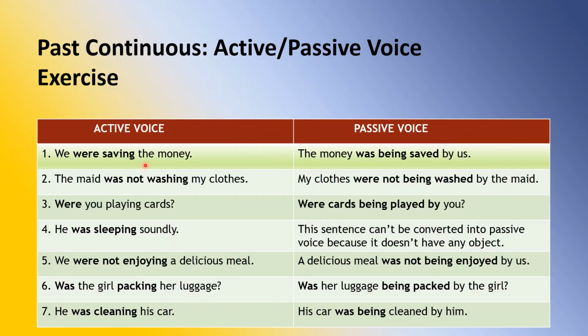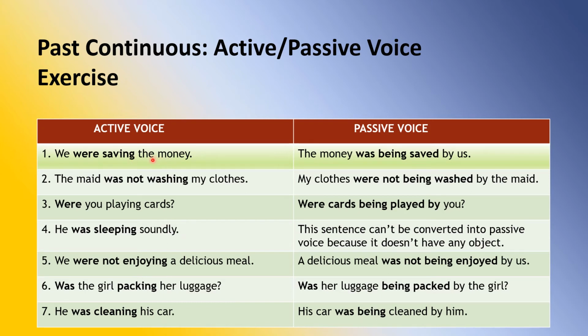Let's do some exercise and have more grip on the topic. Your first active voice sentence is: we were saving the money. Now, you know that we here is the subject and were is the auxiliary verb. Saving is the form of the verb. The money is the object.